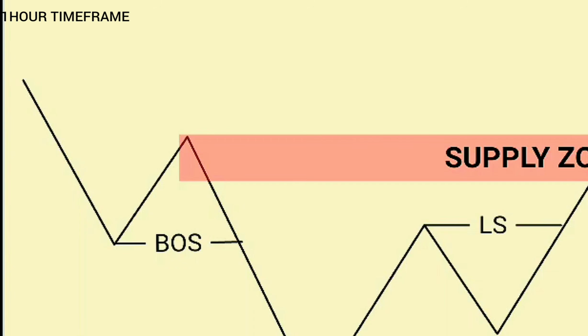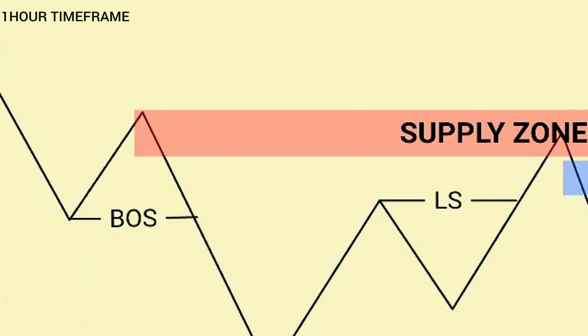Everything begins when price moves lower and breaks the previous low, creating a break of structure. This gives us a bearish market bias and tells us where our attention should be. After that, price starts retracing higher and reaches a supply zone. But the interesting part begins here.